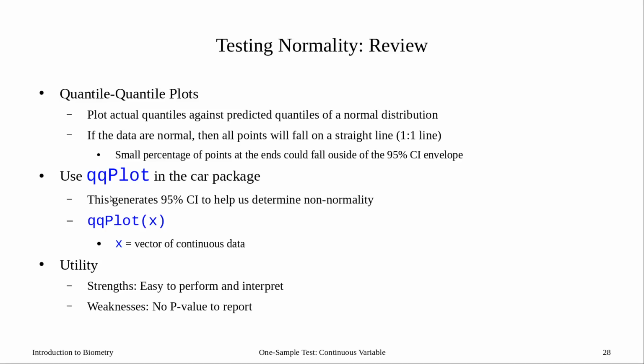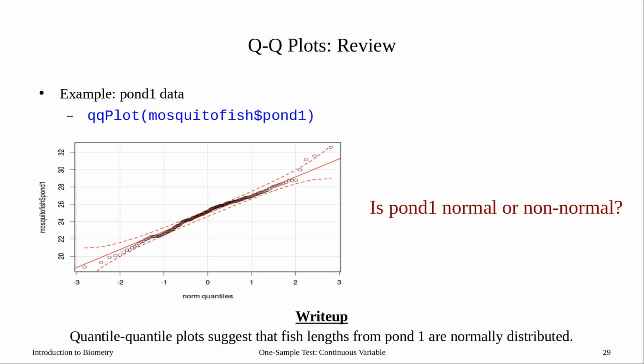The strength of this is that it's easy to perform and interpret. We're looking for points that fall outside of that dashed bar. But the weakness is that there's no p-value to report. So if a reviewer really wants a p-value, quantile plots won't work.